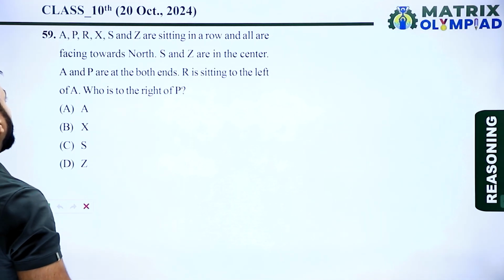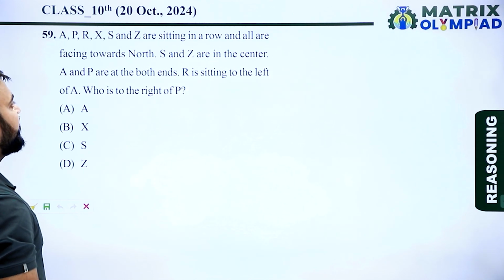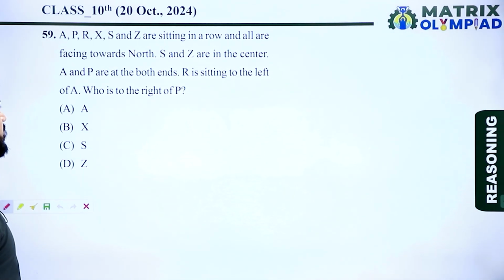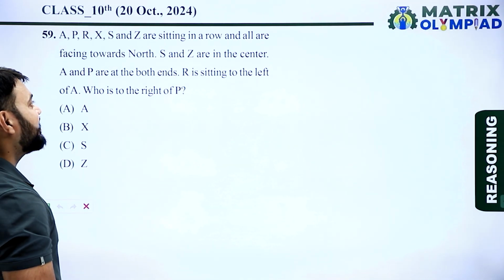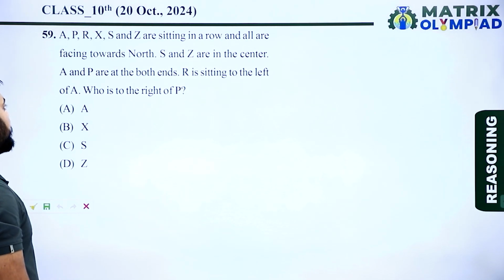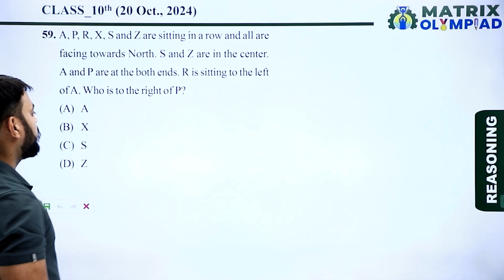A, P, R, X, S and Z are sitting in a row and all are facing towards north. S and Z are in the center. A and P are at both ends. R is sitting to the left of A. Who is to the right of P?